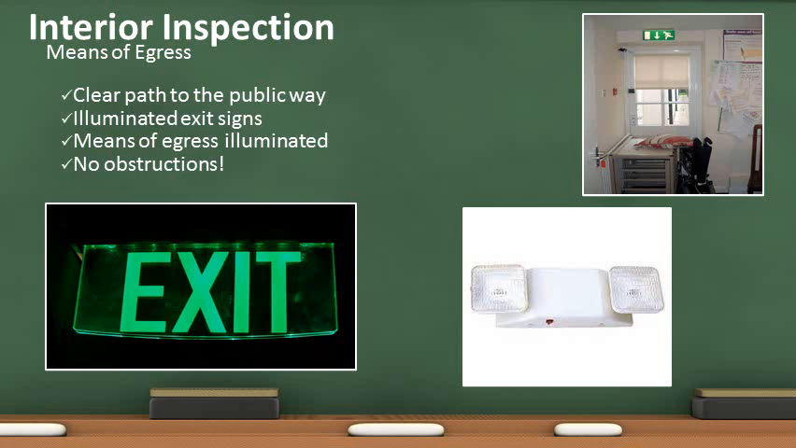All exit paths and doors must be free of all obstructions. Exit signs must be clearly visible from a distance, and all bulbs must be working. The exit path is required to be illuminated. Emergency lighting must be capable of illuminating when there is no power. The photo in the upper right corner is an excellent example of blocking the exit. The storage needs to be removed immediately.